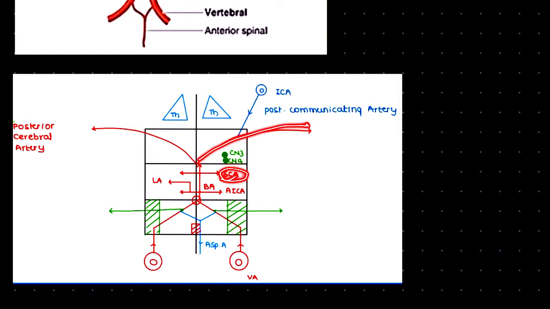They are present in between these two structures. So if there will be dilatation or damage in these two arteries, then this nerve can be affected. Now there is one important syndrome: lateral medullary or Wallenberg syndrome, right?